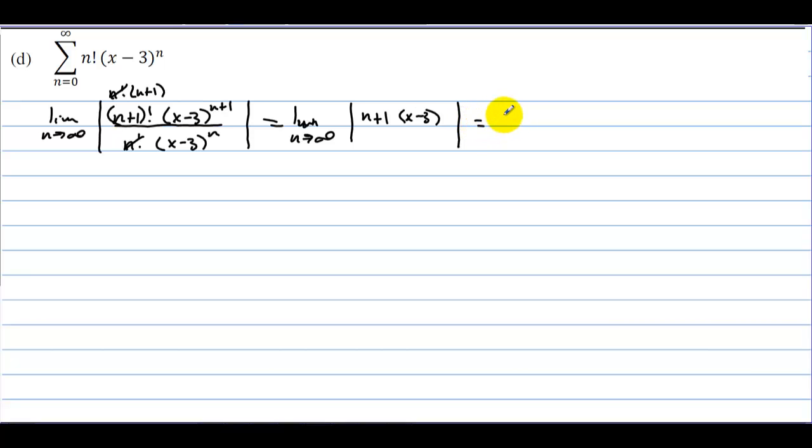This is equal to, if we plug infinity into n, we get infinity times x minus 3. And the only time this is going to be less than 1 is when x minus 3 is equal to 0. So x has to be equal to 3. The radius of convergence is 0, and the interval of convergence is 3.